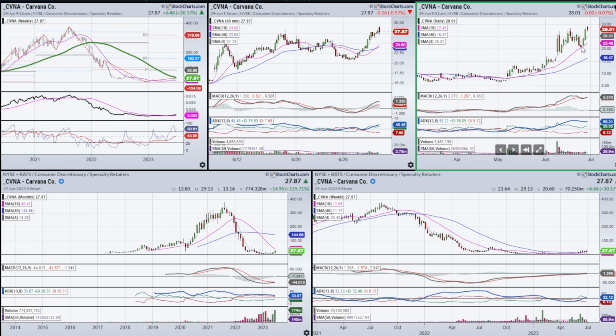This pullback was a little sharp. I don't know if I would have made that. This was a gift. I thought this was a beautiful little setup pulling back to the 18 in a sideways pattern. But we have really good momentum here. I think we want to be looking for some kind of a pullback on the hourly a little bit closer to the 18 potentially.